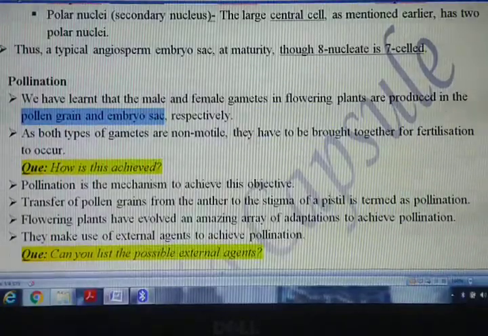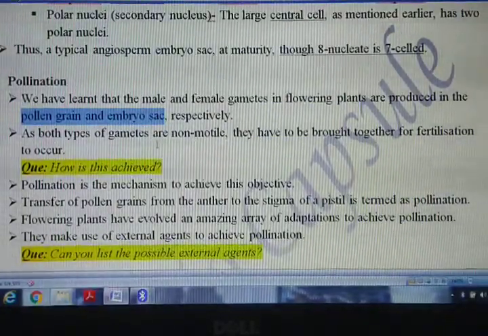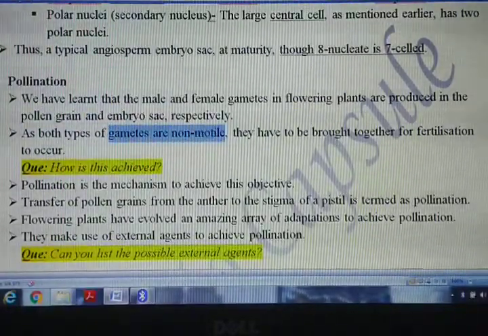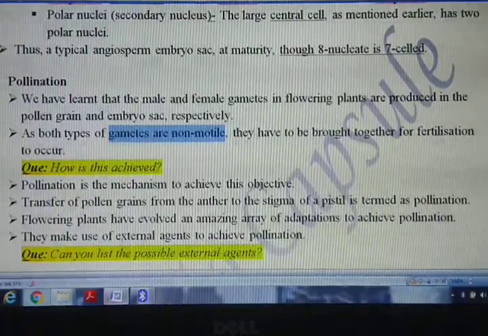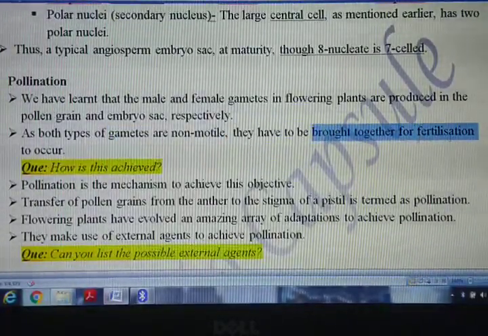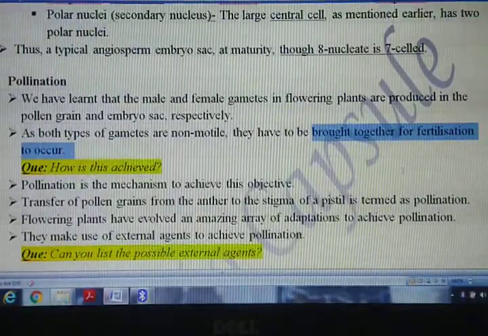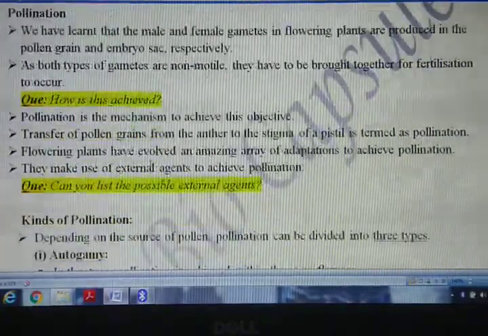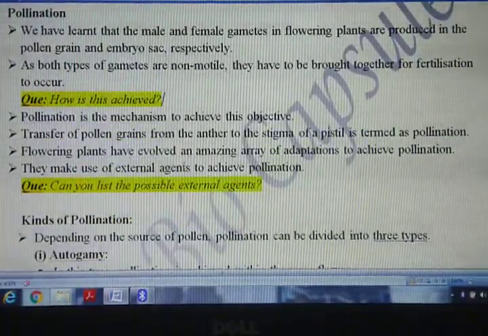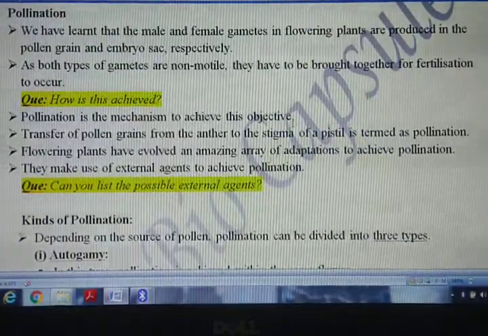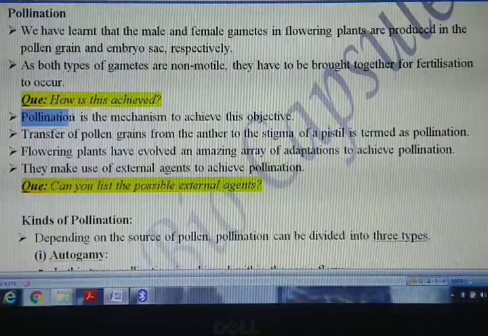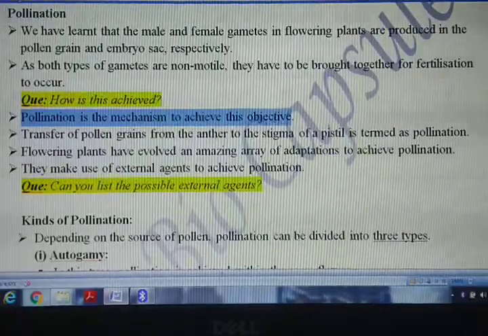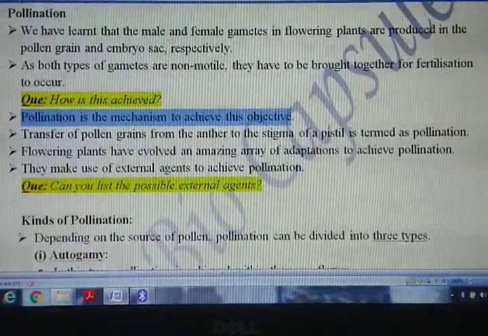Now, how are these two going to come together, or how are these two gametes, which are non-motile, meaning they are not able to move, brought together so that they can take part in the fertilization process? How will this be achieved? In order to achieve fertilization, it is necessary to bring the gametes together, and this is done by a process called pollination. That means pollination is a mechanism to achieve the objective of fertilization.